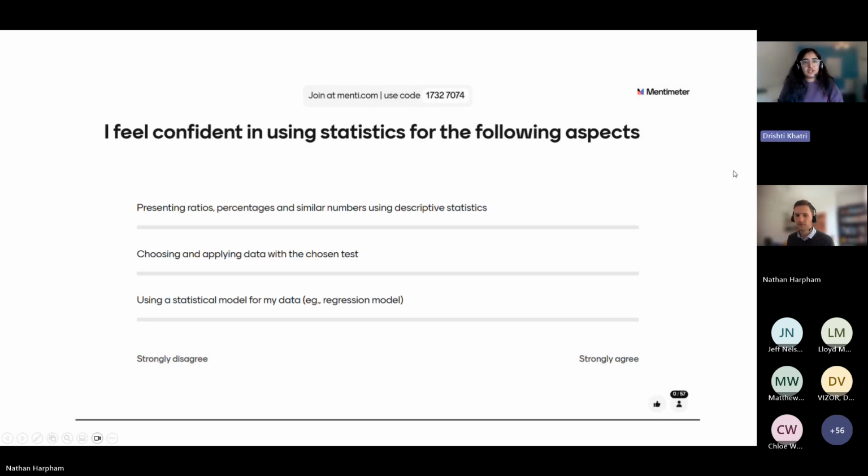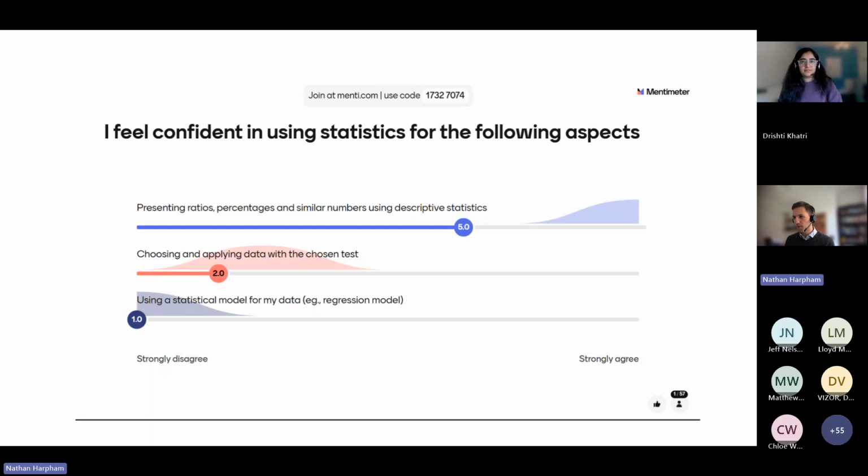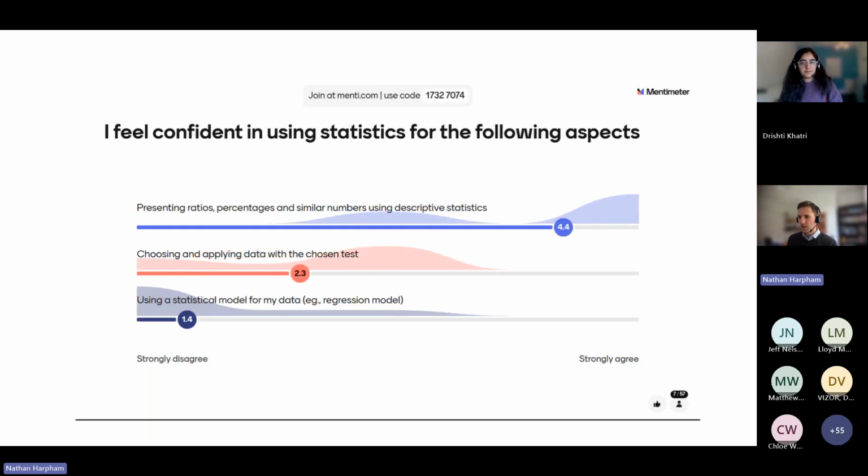So our final Menti question is: how confident do you feel in using statistics for presenting ratios, percentages, or similar numbers, basically the descriptive statistics element of it, or applying a chosen statistical test or modeling data? And hopefully this confidence will increase in the upcoming stats webinars that we have as part of the series. So basically we're going back to what we had previously: descriptive stats at the top, stats testing in the middle, and then stats modeling at the bottom.